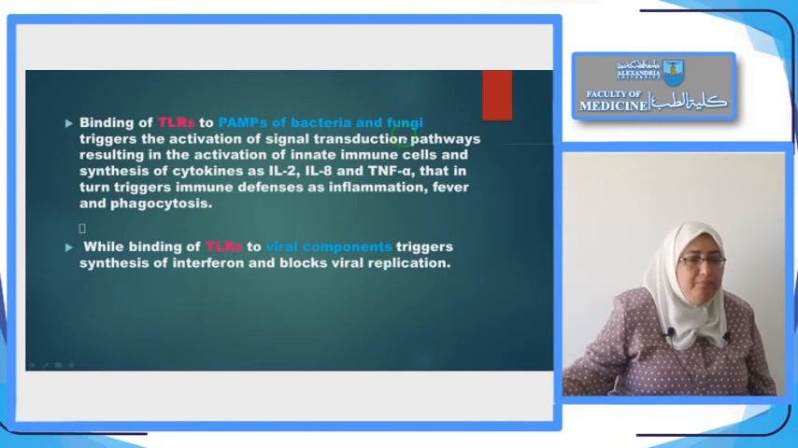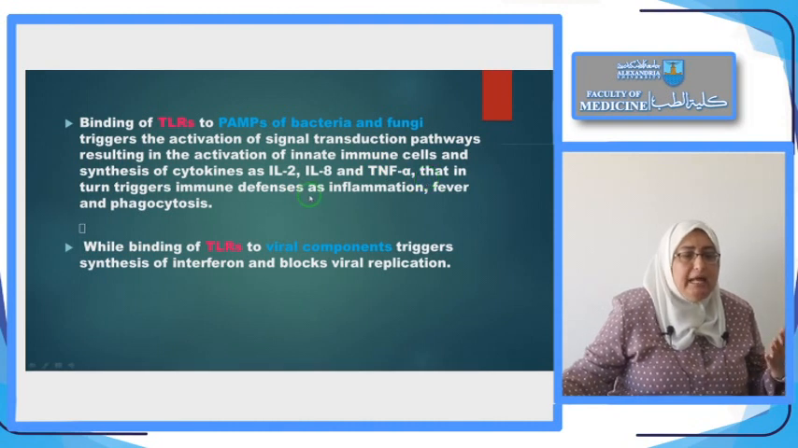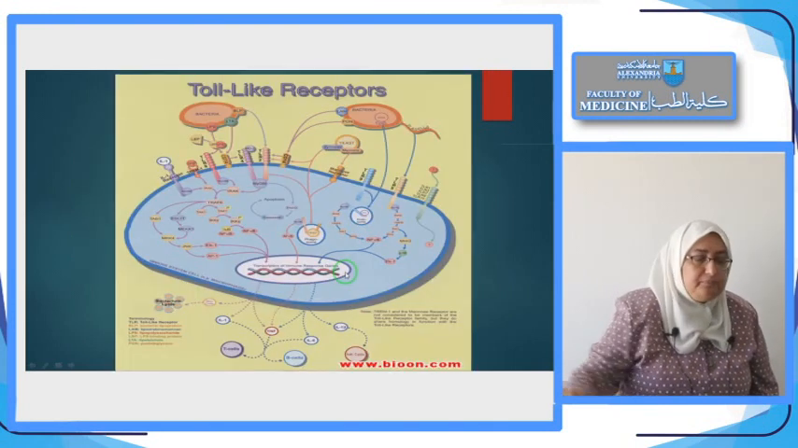This means when PAMPs of pathogen bind to Toll-like receptor, it changes the cell from resting to kinetic, producing cytokines such as interleukin and tumor necrosis factor, which ends in inflammation, fever, phagocytosis to get rid of the pathogen. While if virus binds to Toll-like receptor, it triggers the cell to produce interferon, which blocks viral replication.